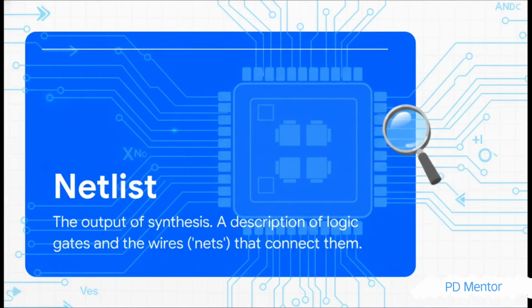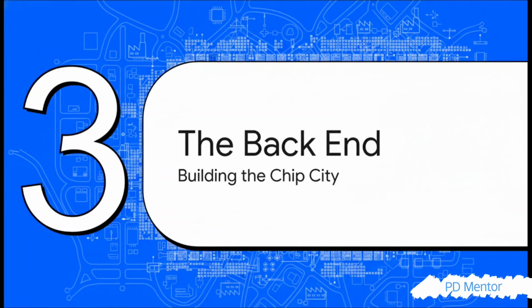With the netlist in hand, we are officially ready to say goodbye to the front end. We are now entering the back end. You know, if the front end was like designing a blueprint, the back end is basically urban planning and construction, but for a microscopic, super dense city. This is where things get physical.